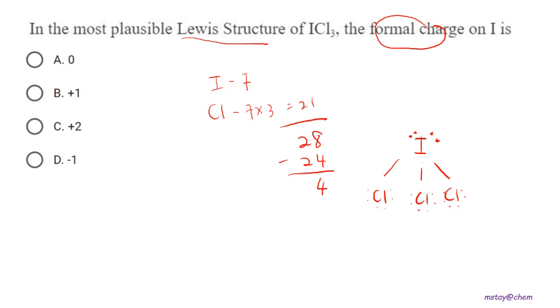Now if we want to calculate the formal charge, the number of valence electrons for iodine is 7, the number of bonds is 3, and then minus the lone pair electrons, which is 4, so the total is equal to 0. So the formal charge for iodine is 0.